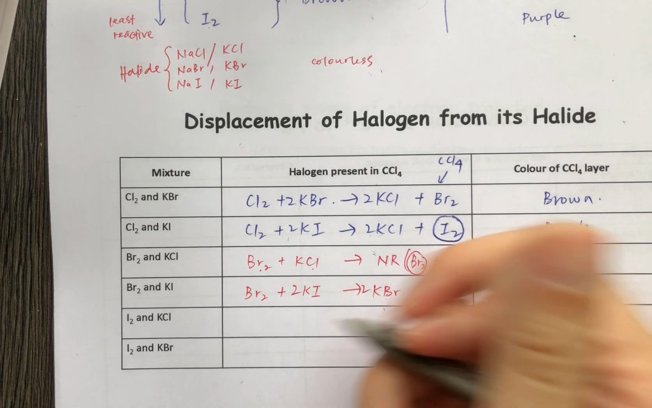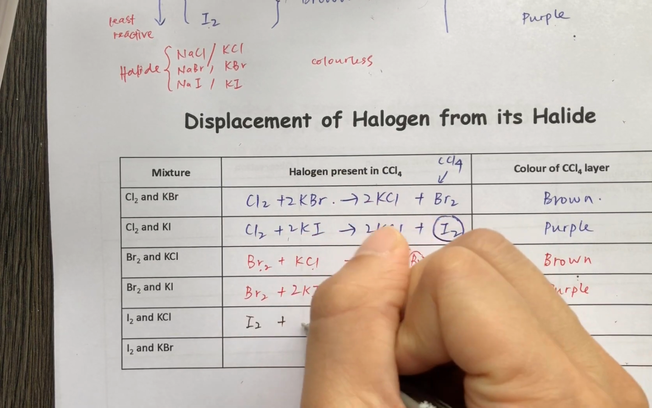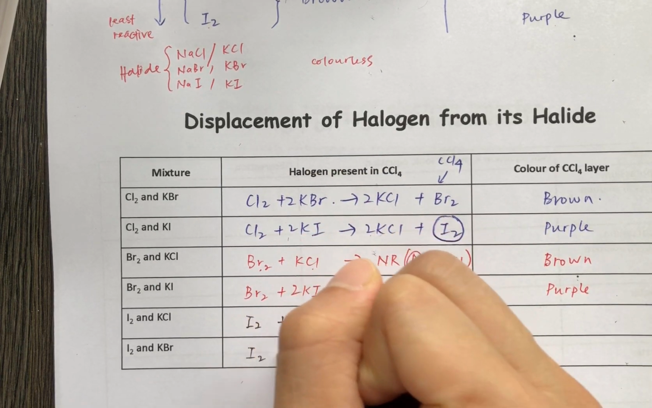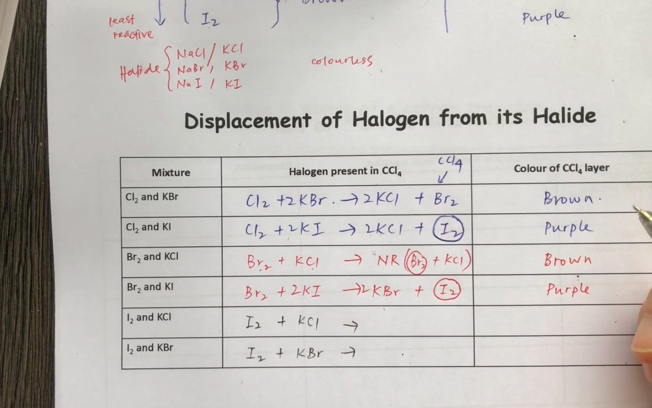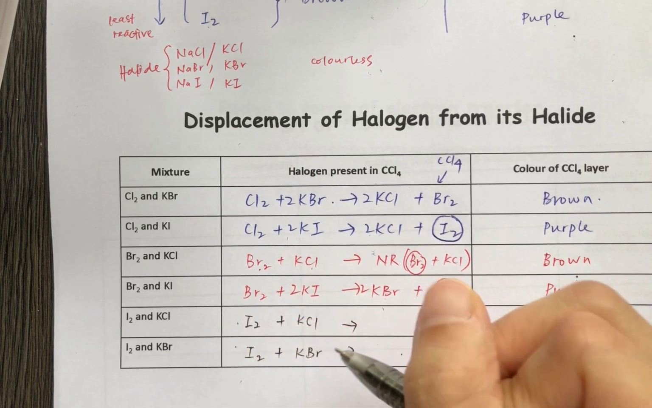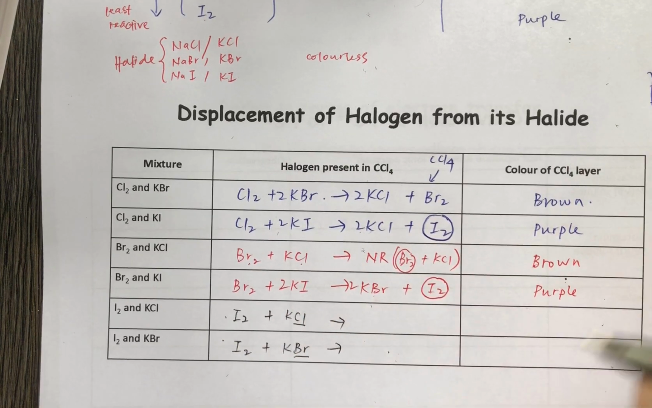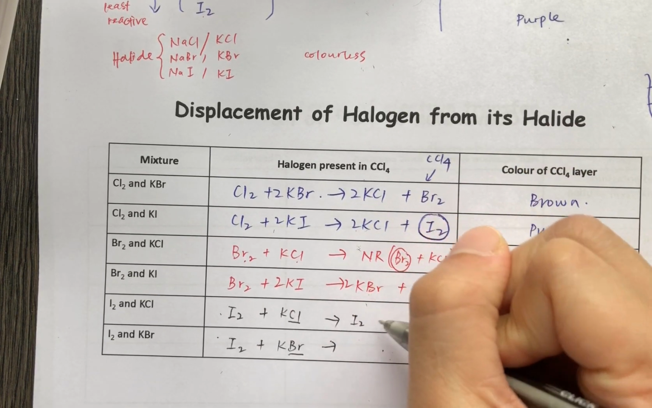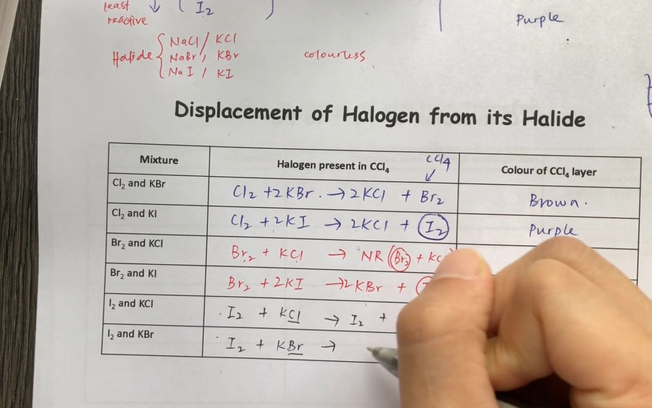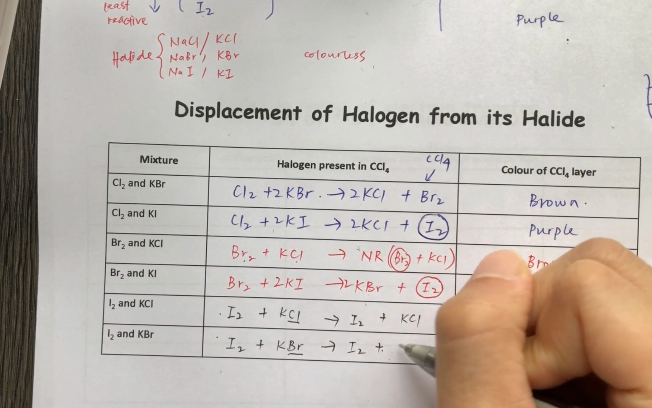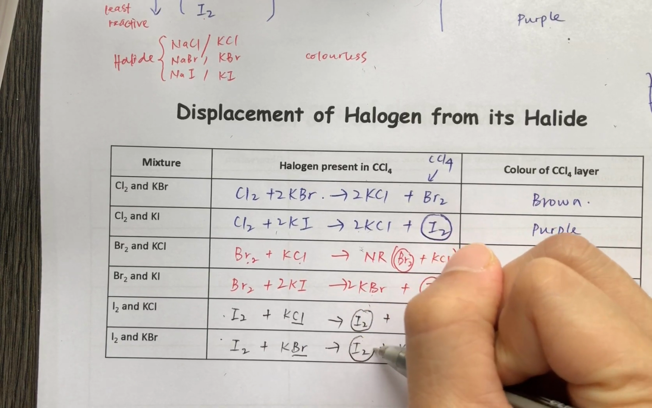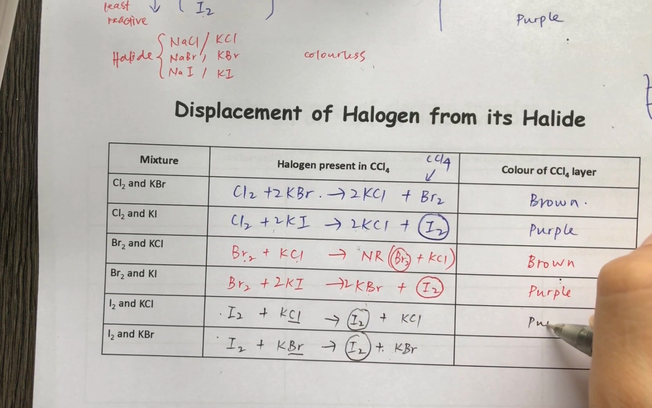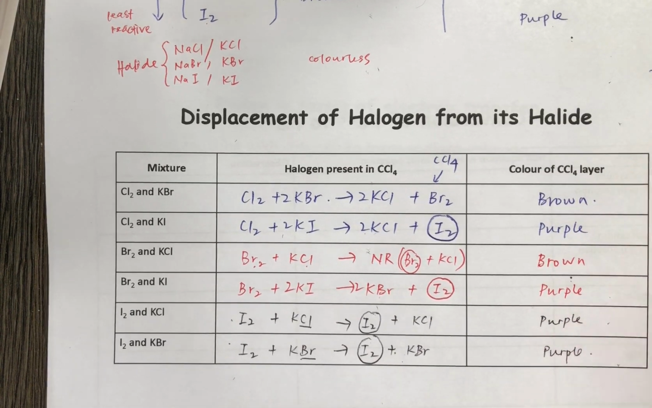And last one, iodine reacting with KCl and iodine reacting with KBr. For your information, these two reactions will not work because iodine is less reactive than chlorine and also less reactive than bromine. So in the end, I get back whatever my reactants are. That means I don't get any new product. Since my product is still iodine, in the organic layer it will be purple color.